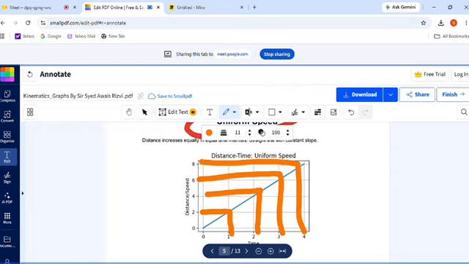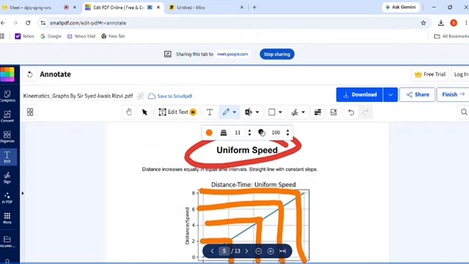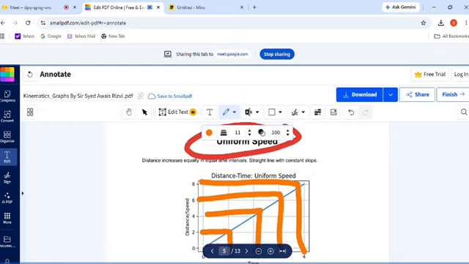After 1 second, 2 meters. After 2 seconds, 2 more meters, so 4 meters total distance. So every 1 second, a 2 meter distance is covered. As I stated earlier, when the gradient is a straight line, the body is moving with a uniform speed. Here it is written that a straight line means the gradient has a constant slope. So a constant slope means the body is moving with uniform speed.